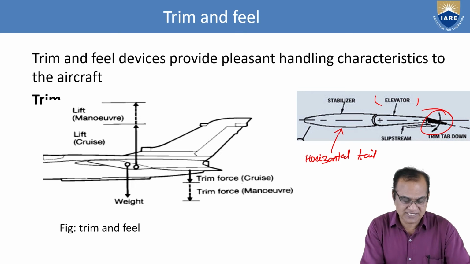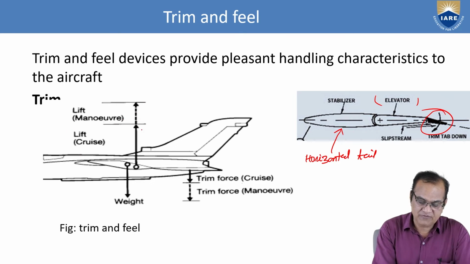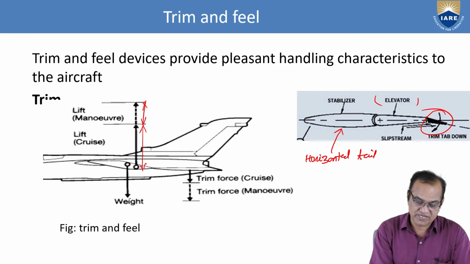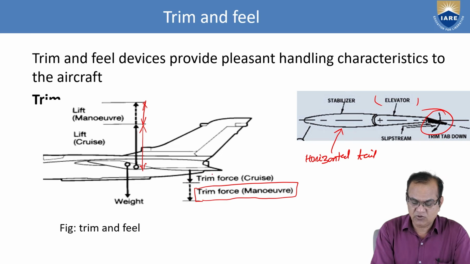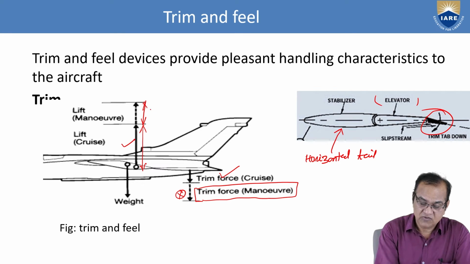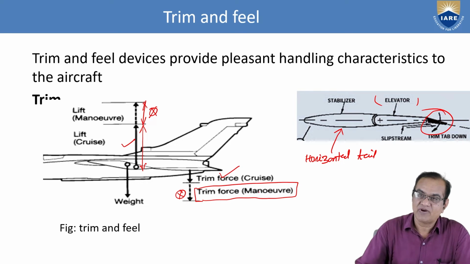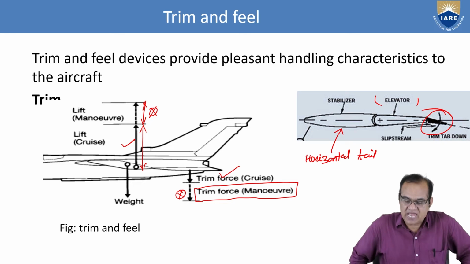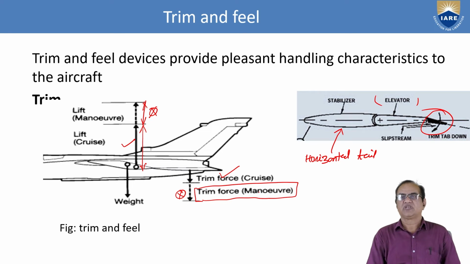So you can see here the lift for the maneuver and the lift for the cruise. For the cruise, we need this much. If you want to maneuver, this much extra lift is required. Weight is here. Trim and feel. So we need more trim force for the maneuvering. Initially we want only this much, but as we increase this, lift will increase this much, we need this much extra for maneuvering, and this maneuvering can be done with the help of your trim tabs and additional deflection of your elevator.